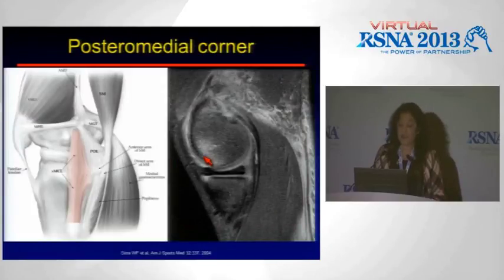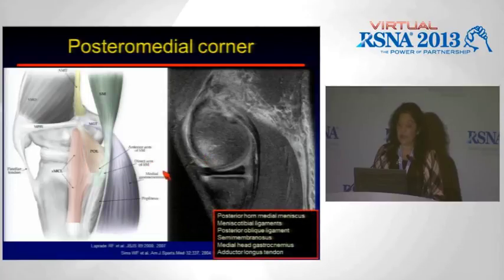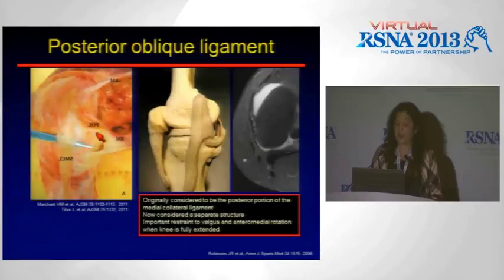So the structures that make up this area are complex, and there's some disagreement in the literature, but the major thing that we're going to focus on today is the posterior oblique ligament and the semimembranosus. These interdigitate with each other, and they are right behind the medial collateral ligament, along with the gastroc and the adductors, a number of different structures back in this area.